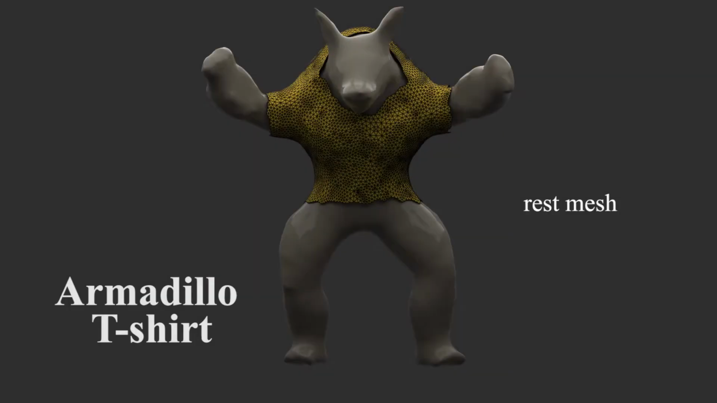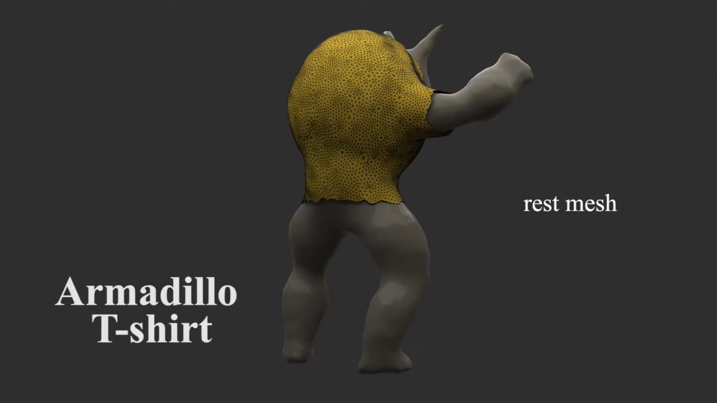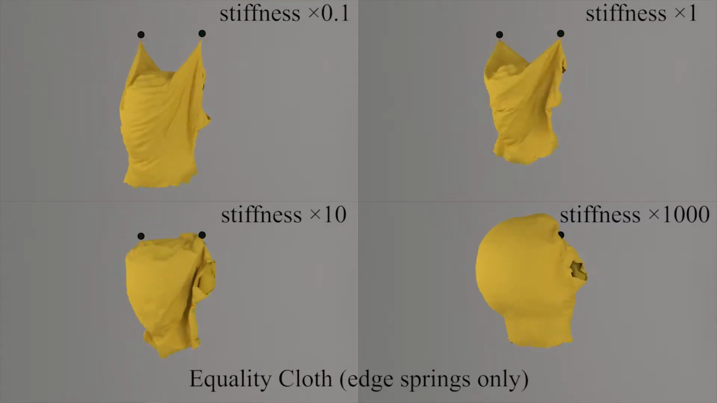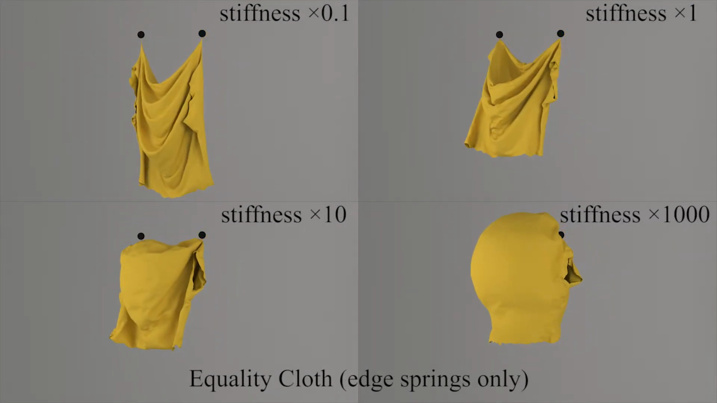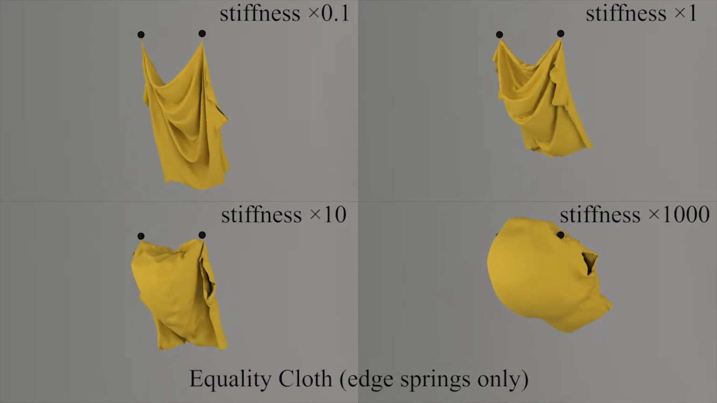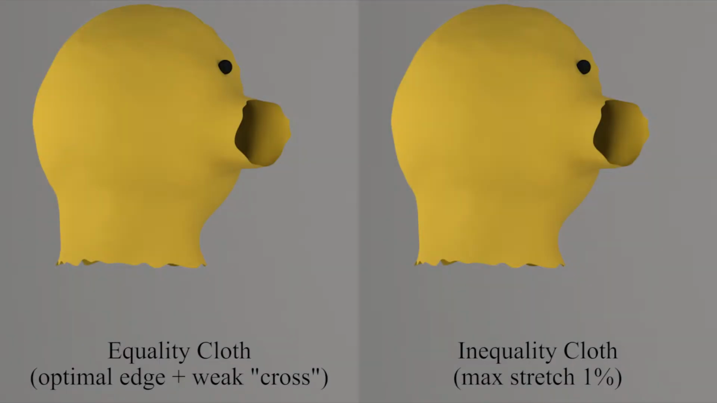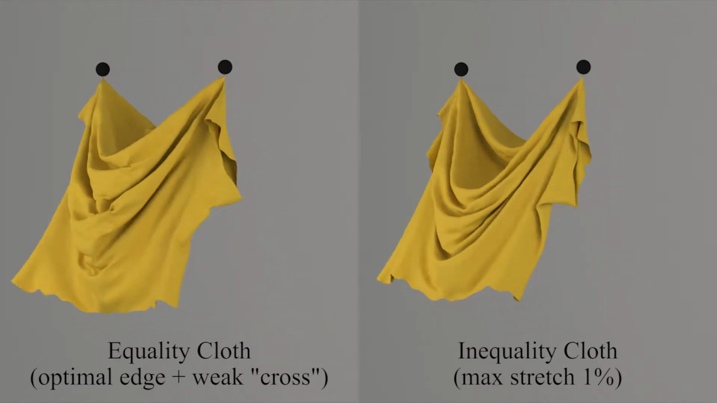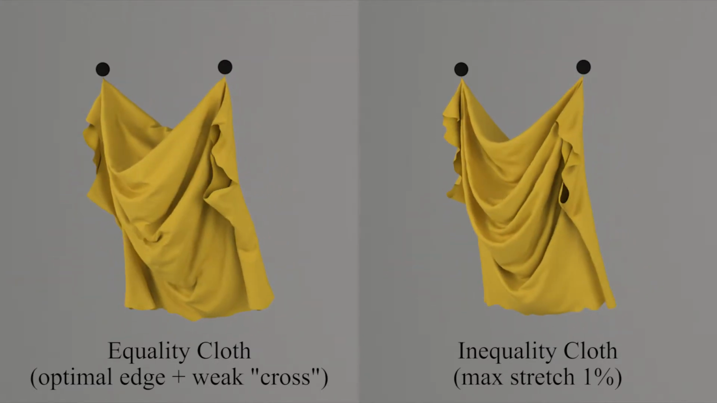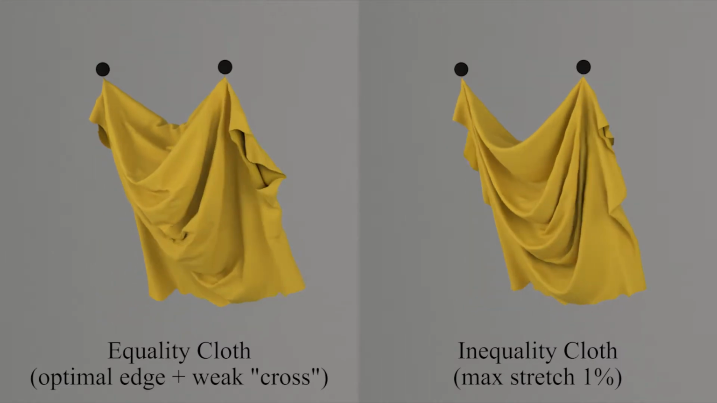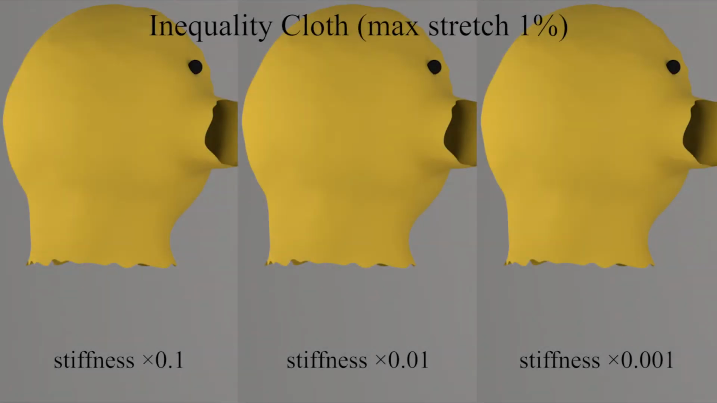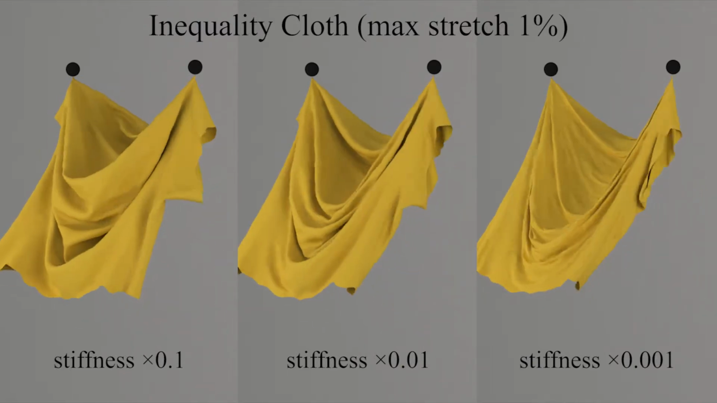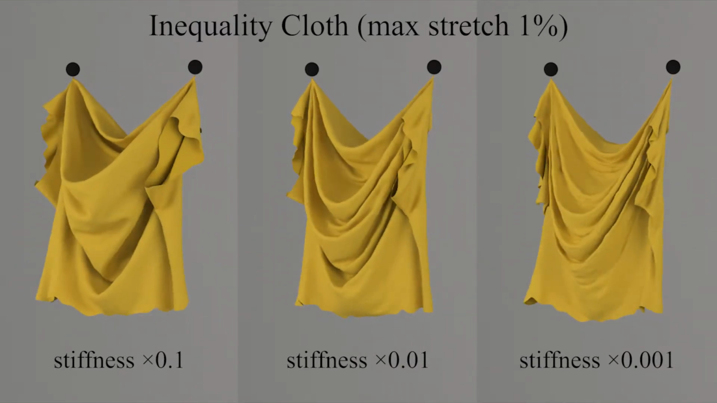We further demonstrate the benefits of our inequality cloth model on an armadillo t-shirt hanging on 2 points. From sagging to locking and rigidly rotating, equality cloth lacks visual appeal. The best equality cloth t-shirt still shows many artifacts compared to our inequality cloth t-shirt. Depending on the desired stiffness, inequality cloth armadillo t-shirts can display different patterns.